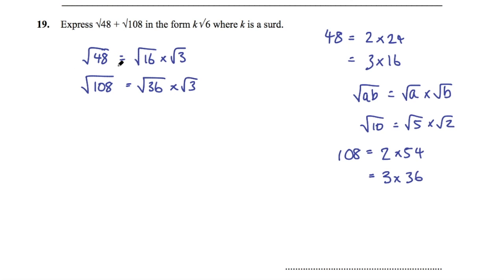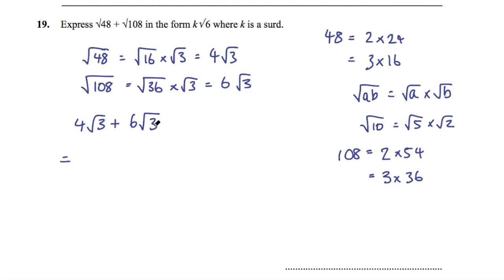And so now let's have a look back at the square root of 48 again. The square root of 16 is 4, so that's going to be 4 times the square root of 3. And the square root of 108: the square root of 36 is 6, so that's 6 times the square root of 3. So this expression now becomes 4 root 3 plus 6 root 3. As I've said, the square root of 48 is 4 root 3 and the square root of 108 is 6 root 3 in their simplest forms.